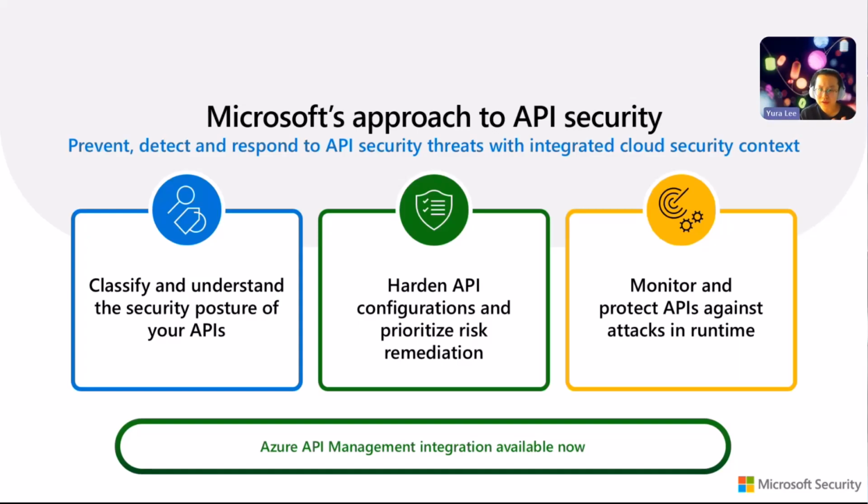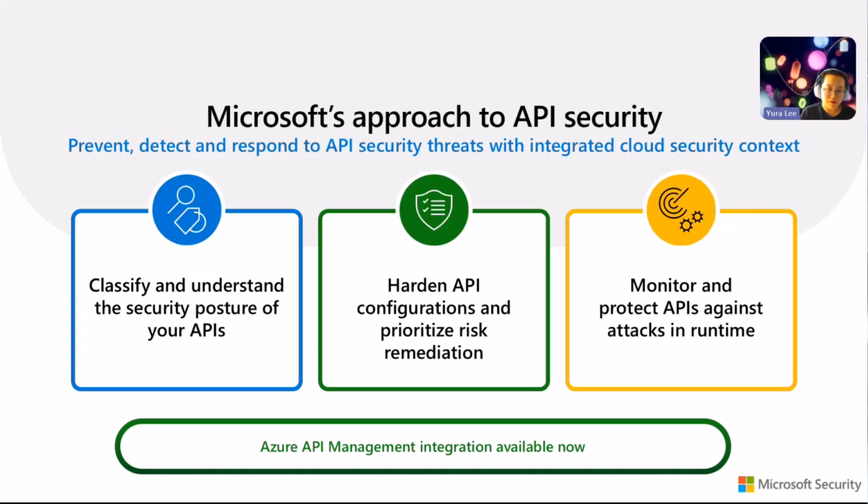For API security within Defender for Cloud, our approach again is to help prevent, detect, and respond to API threats with the integrated cloud security context. So again, it's not just your API, because your API might be connected to something else, which might be connected to something else, and it affects this and that, like you said. So again, it's important to have that context.